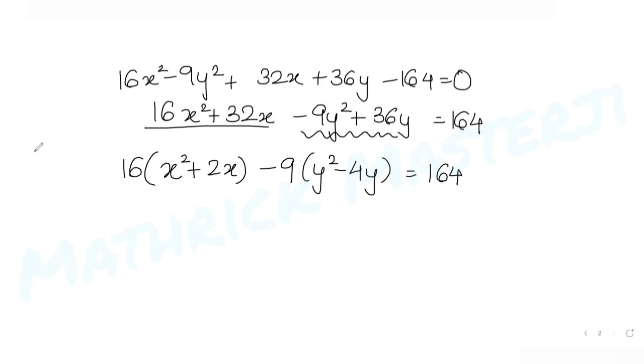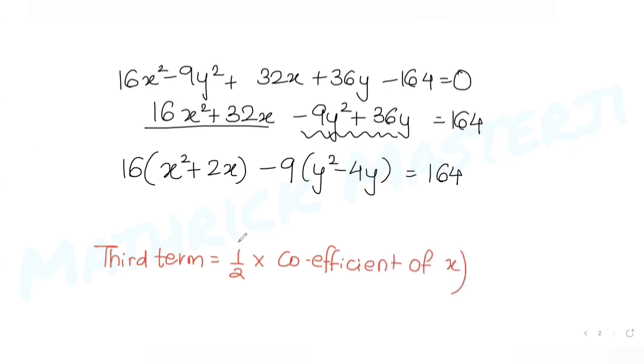Now, let's make these two brackets perfect squares. We know that the third term is half into the coefficient of the variable, x or y, squared. Half into the coefficient of x, which is 2, gives 1, and 1 squared is 1. Putting that in the bracket, 16 into 1 means you are adding 16 on the left, so you also add 16 to the right hand side.